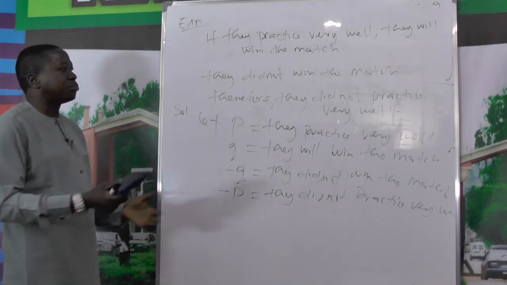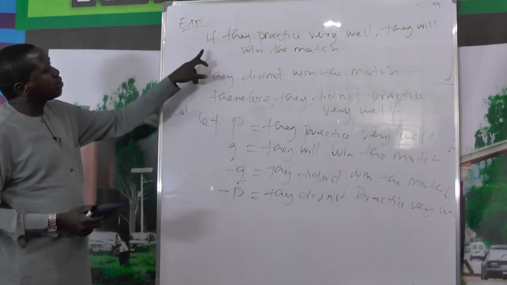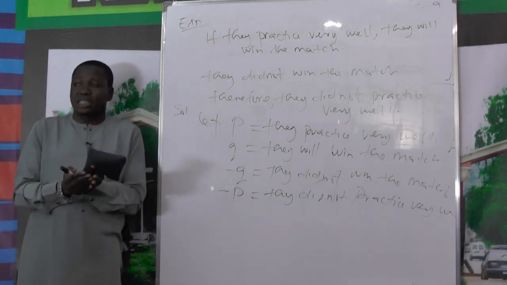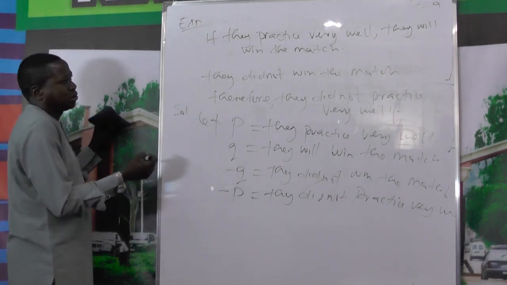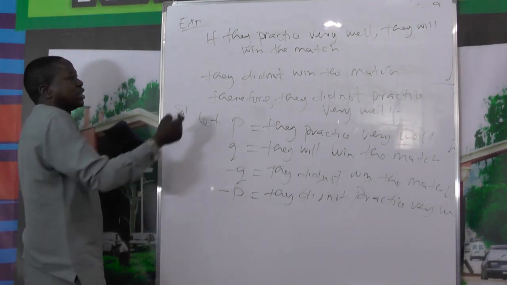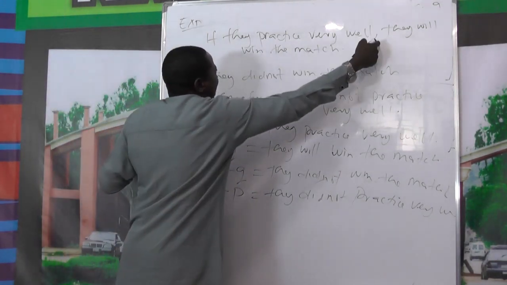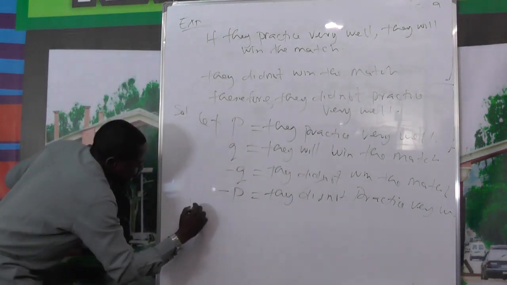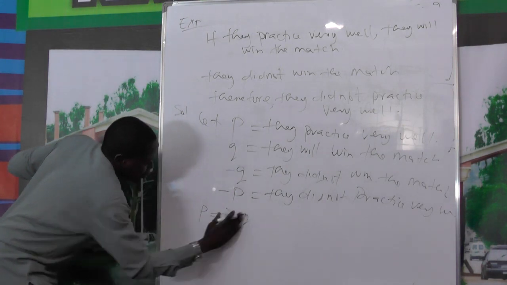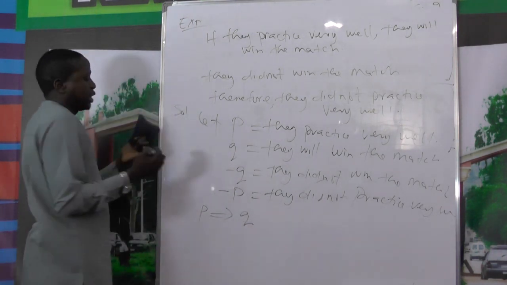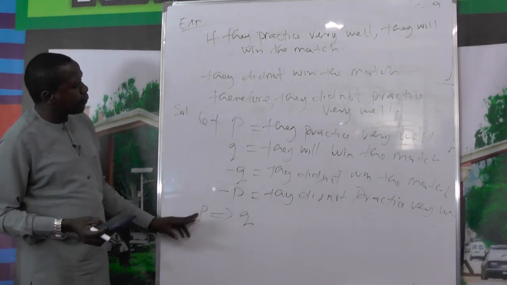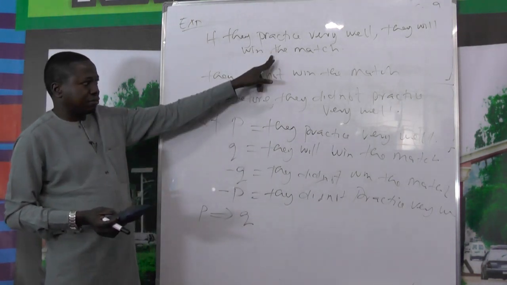So now, how can we transform them? You now come to this word, if. Like I said, if is a conditional statement. How can I transform it? This first line, what do you see? If they practice very well, then they will win the match. It means P implies Q, because you know that if is conditional, so it will imply. So now P implies Q from this first statement.